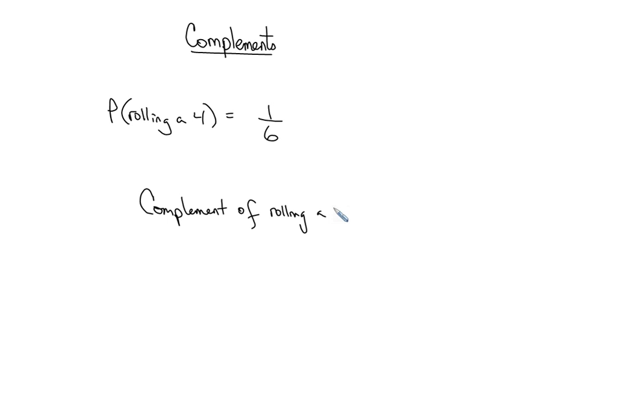If you have the probability of an event, so for example, what's the probability of rolling a 4 on one die? 1 out of 6. Okay? The complement of that event, the probability of the complement of rolling a 4 is 5 out of 6. It's 1 minus the 1 over 6.